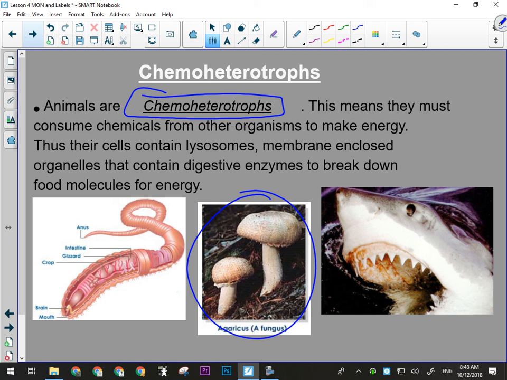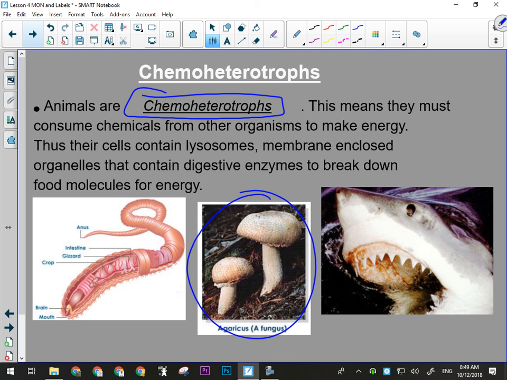Okay, fungi do not carry out photosynthesis. They consume organic material for food, right? Which is why we see them growing on old fruit, old bread, things like that. They are actually consuming the material that is in there and using it for energy.